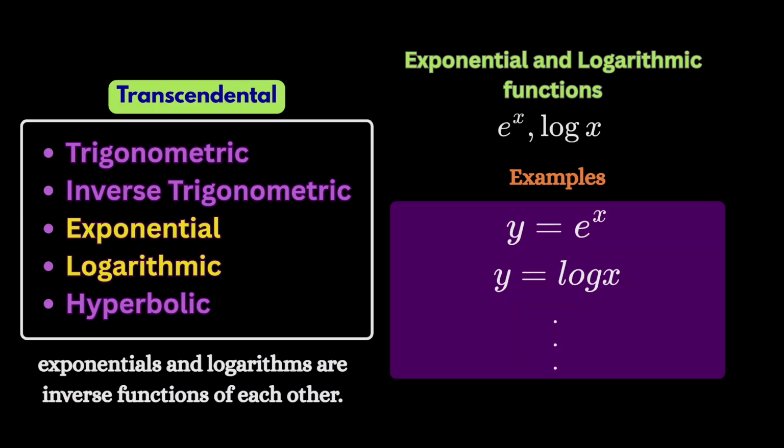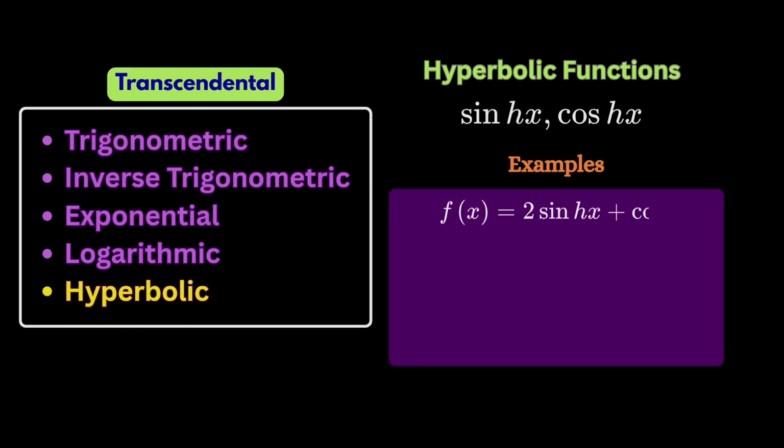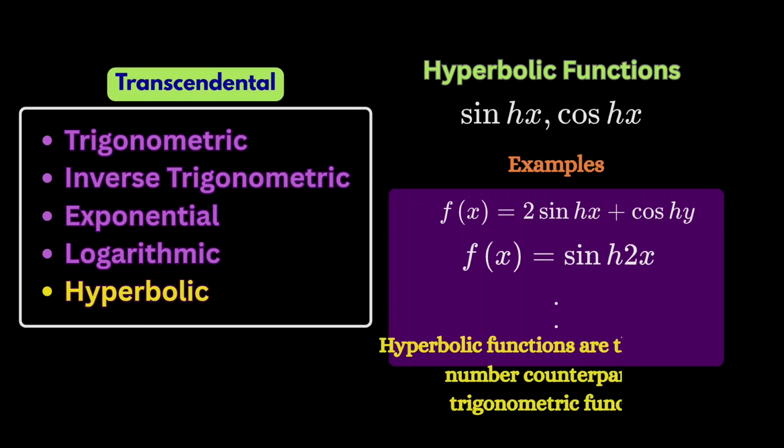The idea here is that you have some unique functions, and when you do the inverse of them, you are getting these whole new properties that are also transcendental. That's the idea. And now for the last group, we have hyperbolic functions, which are very common in physics. Sine hyperbolic of x or cosine hyperbolic of x. An example would be this function or another function, whatever you can think of, exactly like a trigonometric function. And the idea is that hyperbolic functions are the complex number counterparts of the trigonometric functions.